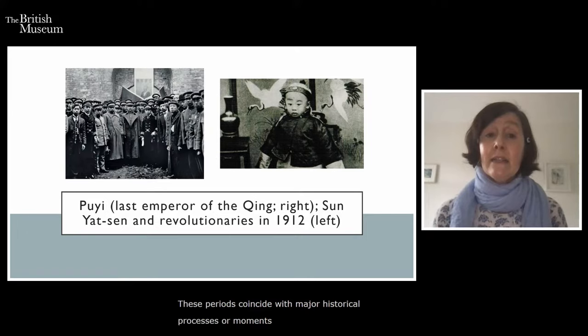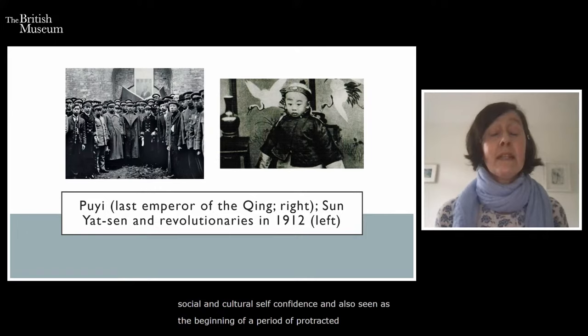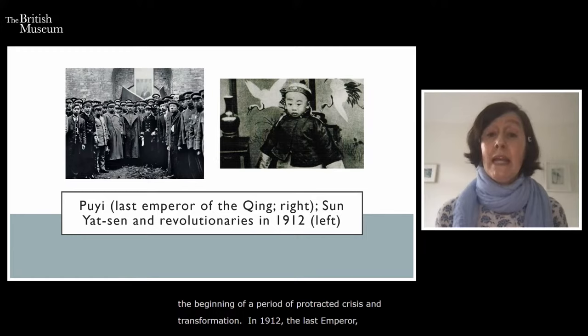1796 and the abdication of the Qianlong Emperor are seen as the end of what some call the High Qing. So the High Qing is a period of huge political and social and cultural self-confidence. And 1796 is also seen as the beginning of a period of protracted crisis and transformation. And in 1912, the last emperor, Puyi, stepped down, bringing some 2,000 years of dynastic rule to an end and making way for a republic.